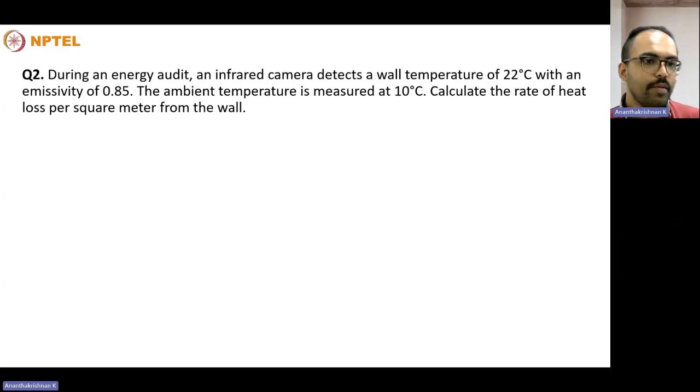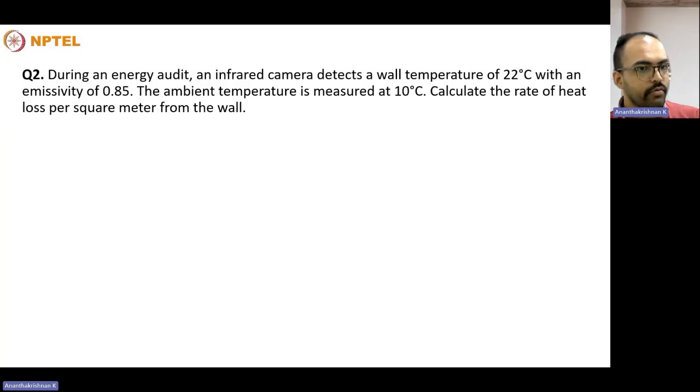So this problem is regarding the heat transfer that occurs between the surface as well as the ambient. The question says that there is an infrared camera that detects a wall temperature of 22 degrees Celsius and the surface emissivity of 0.85. The ambient temperature is measured as 10. Calculate the rate of heat transfer, heat loss per square meter of wall.